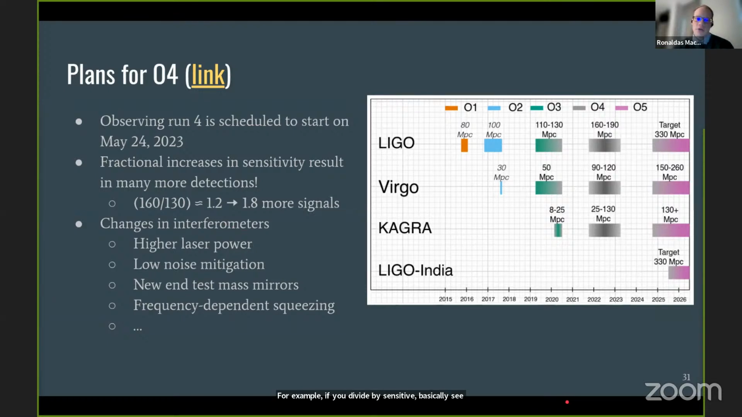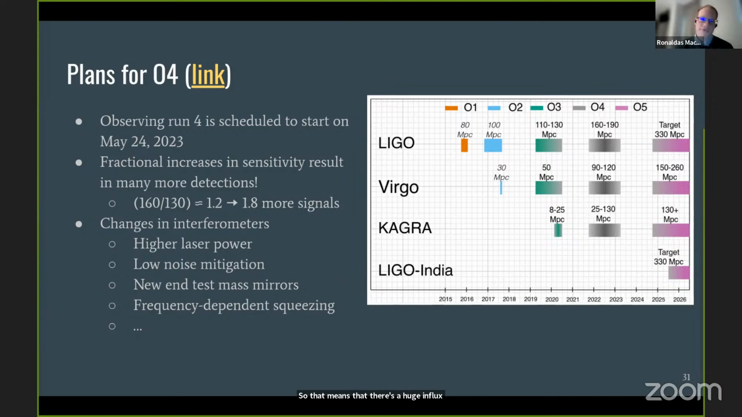But you need to keep in mind that 20% more sensitivity means that is your range, but your actual observed volume goes to the cube of that. So because of that, 20% more sensitivity means that you're getting almost double the signals. That means that there's a huge influx of additional detections.